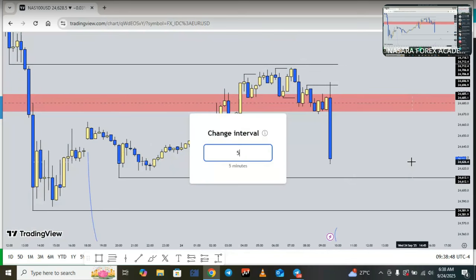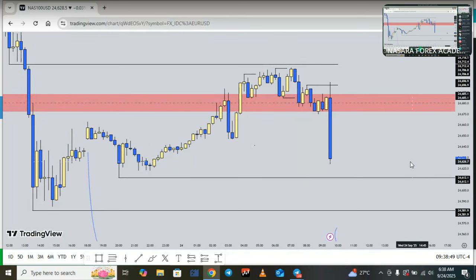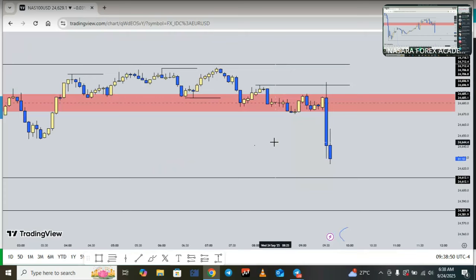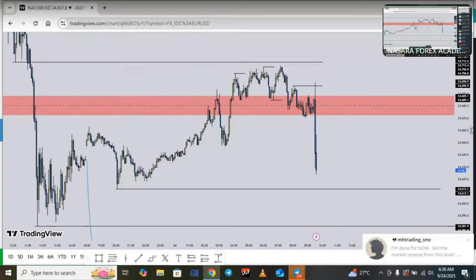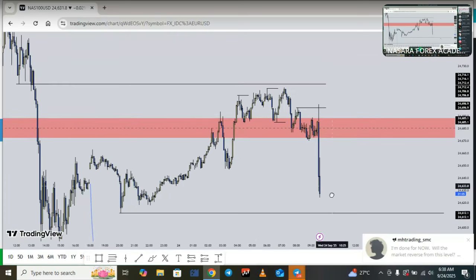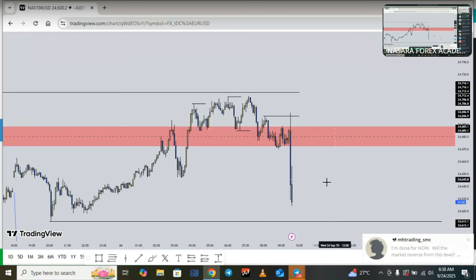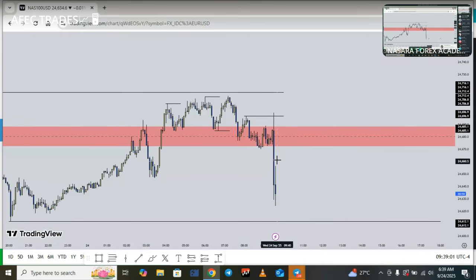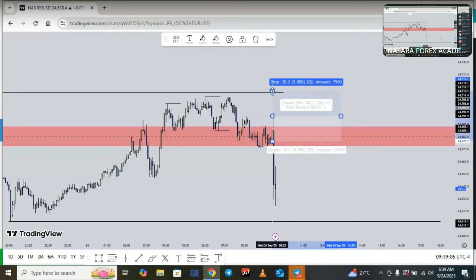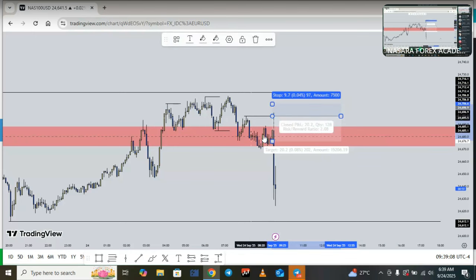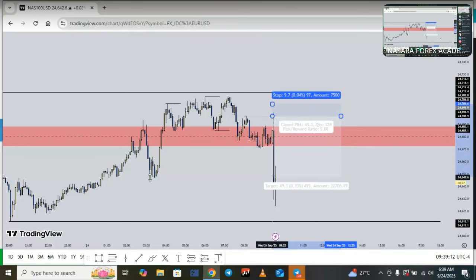So going into the 5-minute time frame, since I am expecting 9:30 to take out that high and then keep going lower, if I am to take an aggressive trade, I will take it above this high, right? And then place my stop above this order block, and then we'll be targeting these lows and then these lows.